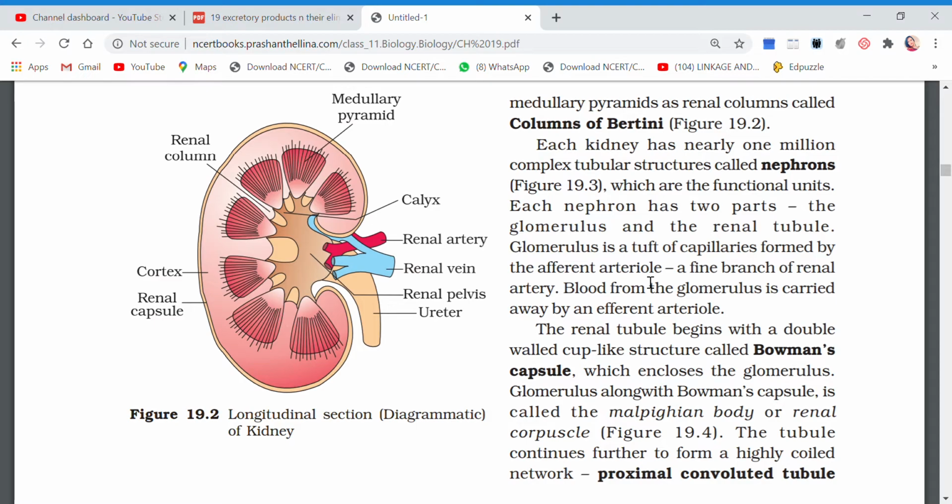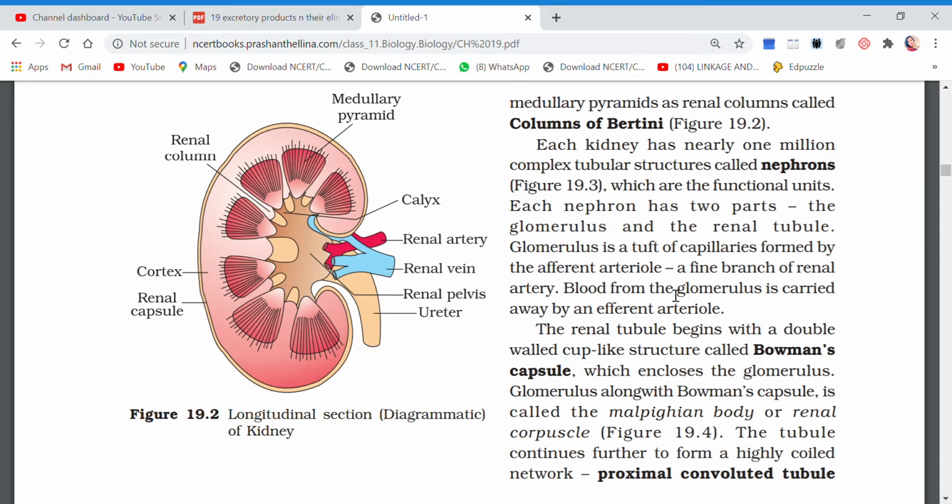If I start from renal artery, it is the artery which brings oxygenated blood to kidneys. This artery gets divided into smaller arterioles, and those smaller arterioles are called afferent arteriole, and these arterioles will further divide to form a tuft of capillaries, and the tuft collection of those capillaries is called glomerulus. So afferent arteriole, as it is a branch of renal artery, is carrying oxygenated blood.